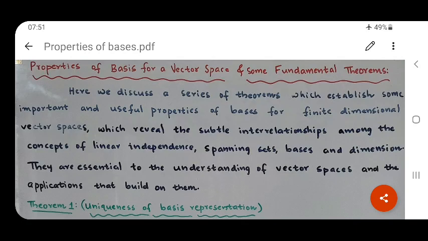In this video, we will be discussing certain properties and some fundamental theorems related to the basis for a vector space, which are essential in the understanding of vector spaces and the applications that build on them. Especially, we will be dealing with finite dimensional vector spaces, and these properties and theorems reveal the subtle interrelationships among the concepts of linear independence, spanning sets, bases, and dimension.